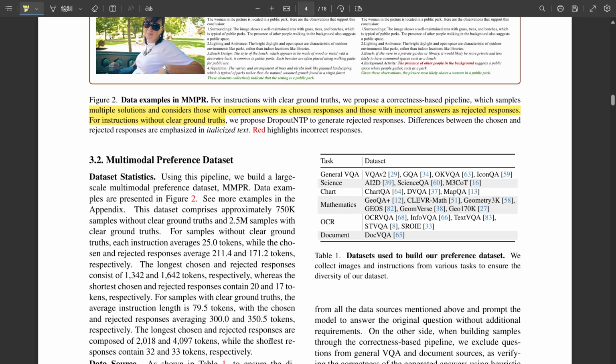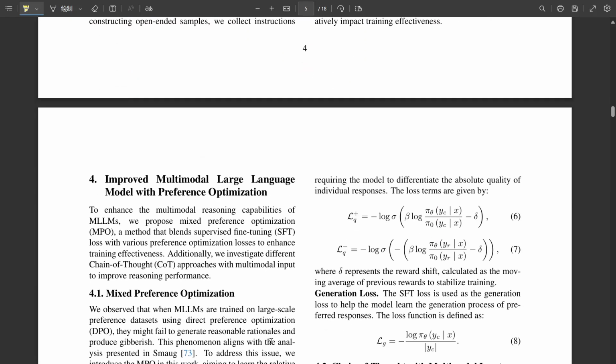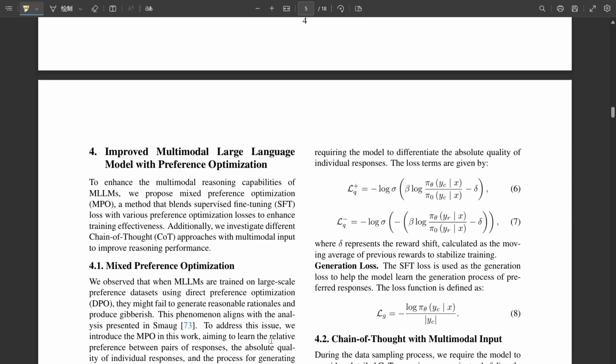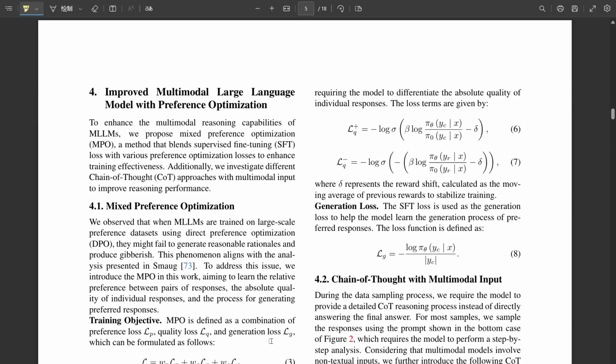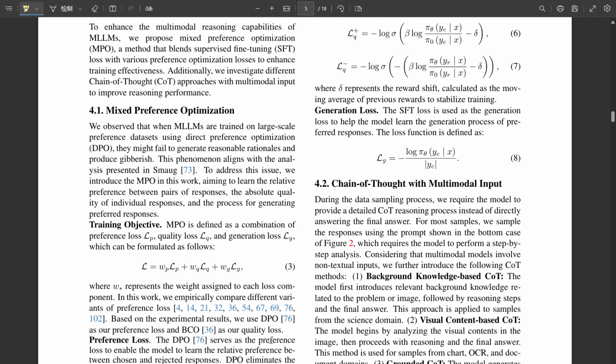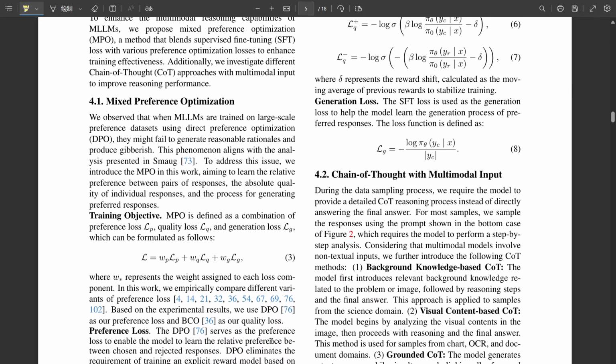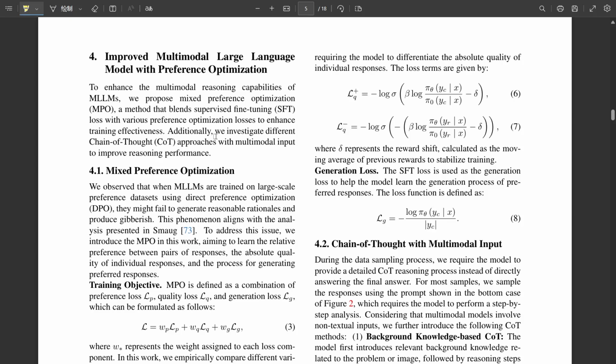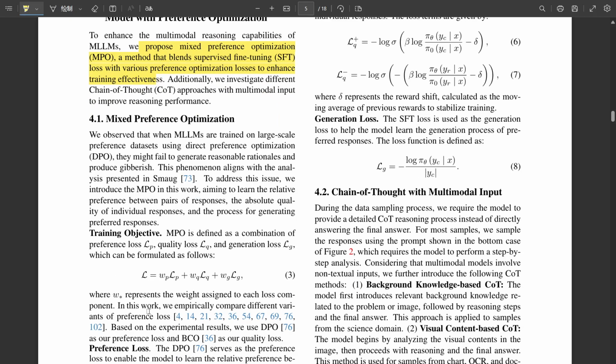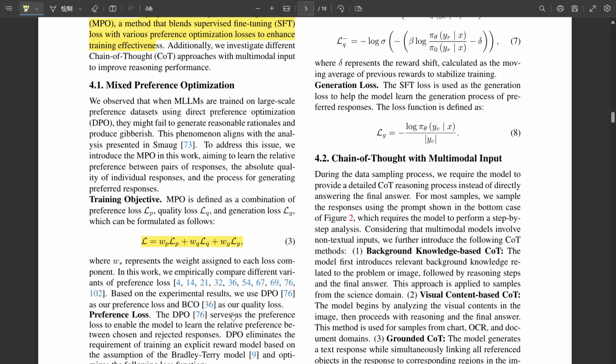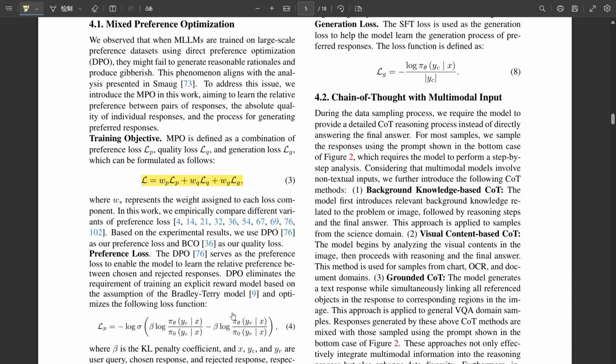They got creative. They built their own data set. Wait, hold on. They built a data set from scratch. Well, not entirely from scratch. They developed a system to automatically generate this massive data set specifically for multimodal reasoning training. Okay, now we're talking. They called it MMPR, right? Multimodal Preference Reasoning. That's the one. And get this, it has nearly 3 million examples. Wow. 3 million. Okay, now what kind of examples are we talking about? Everything. General Q&A, scientific stuff, charts, math problems, even OCR and document analysis. It's a goldmine of data.